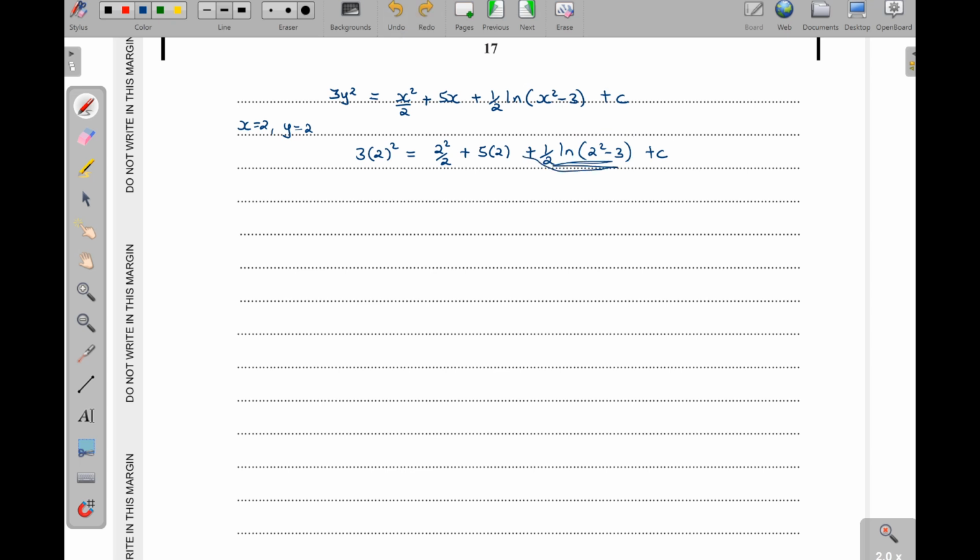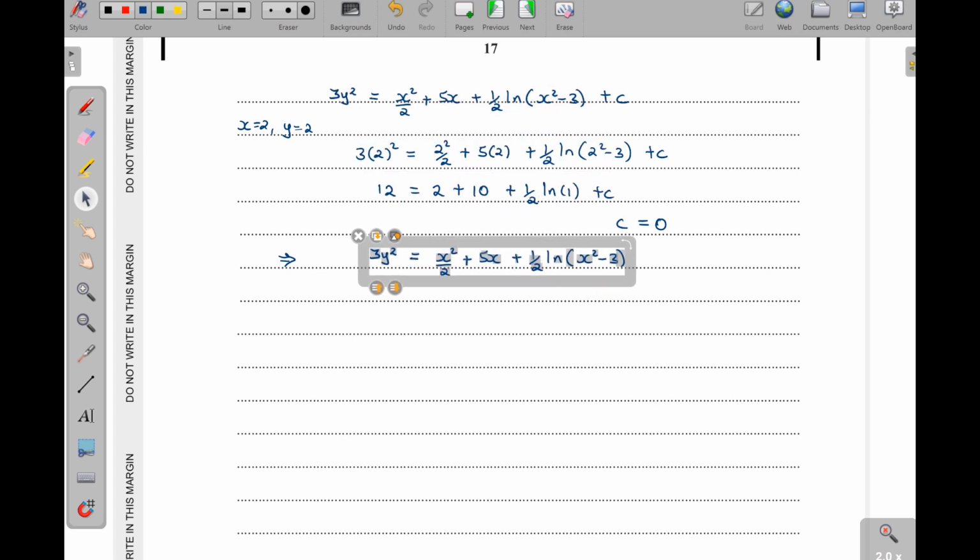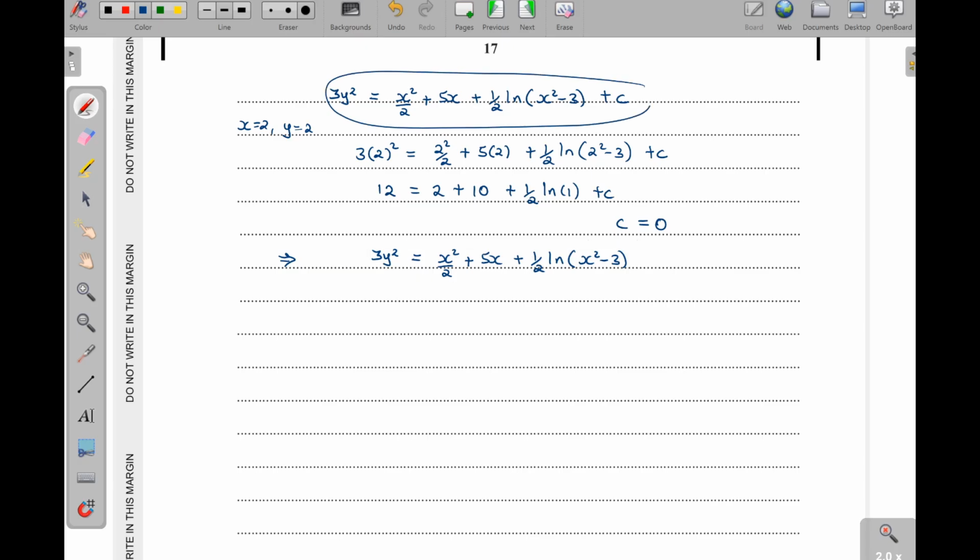Natural log of 1 is always 0, so this one vanishes. Then this one will be a 12, and 4 divided by 2, that will be a 2, then plus this is a 10. Maybe I can put this natural log of 1, but it is a 0. So meaning our c is going to be equal to, this is 12, okay? And then a 12, that's a 0. So 12 minus 12, that is a 0. So meaning this is the solution to our differential equation. So this one here is a general solution. Then this one here is a particular solution.